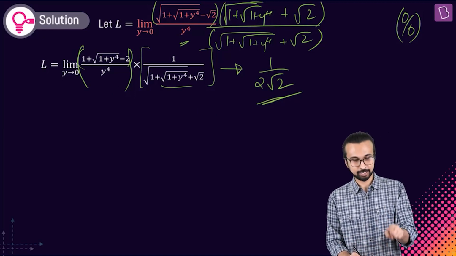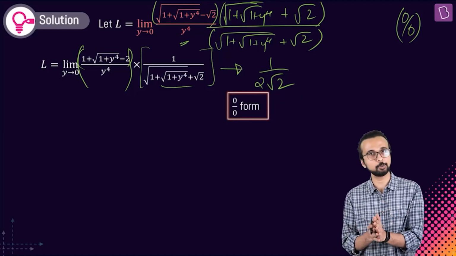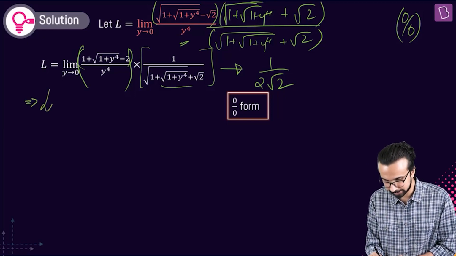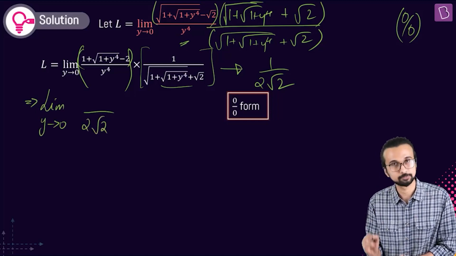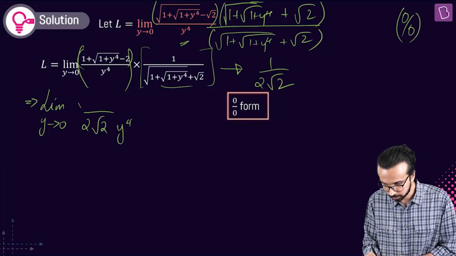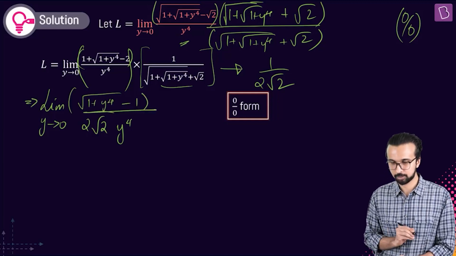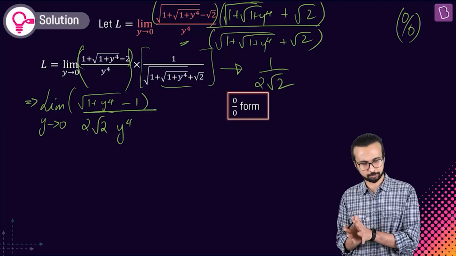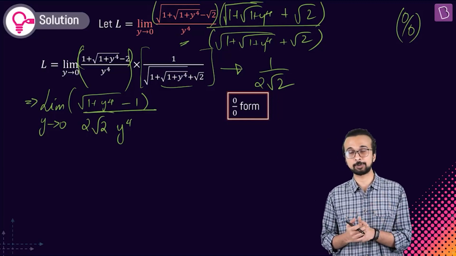The other part is still a clear 0 by 0 form. Okay, it is still a 0 by 0 form. We need to figure that out as well. Alright, let's do that. So we get this as limit y tending to 0, 1 by 2 root 2. Alright, and then the remaining terms here are y power 4 root of 1 plus y power 4 minus 1. Okay. Guys, this is the 0 by 0 form we are still stuck with. Okay, nothing has been solved yet. So, how do we take care of this in one go?